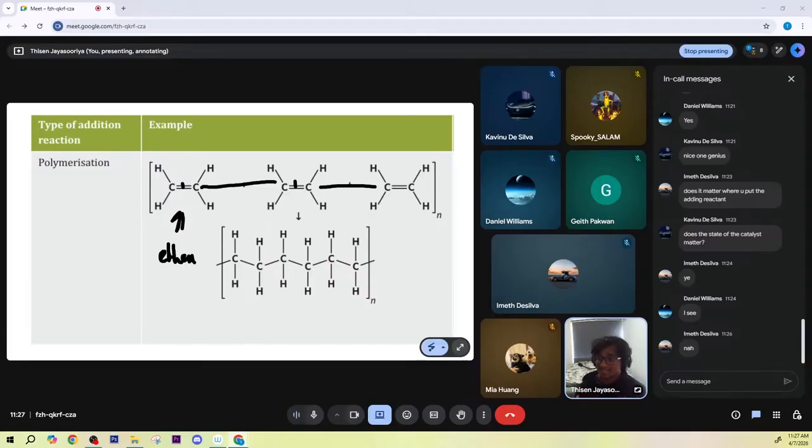Which we call polyethylene. Now, you don't need to really know this one that well. It's more or less, I just want to introduce you to this idea of the polymer. And here, when we see this N, this means it repeats for N number of times.